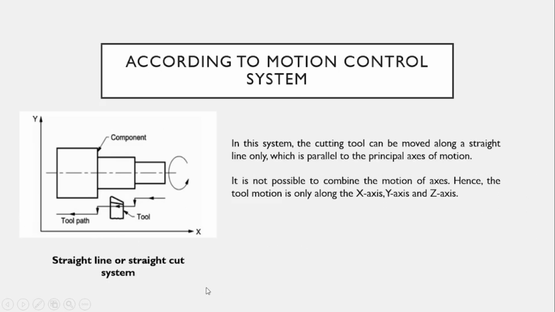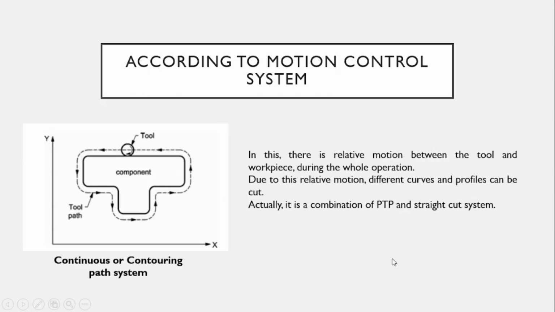Then the straight line or straight cut system. In this system, the cutting tool can be moved along a straight line only. Here, the cutting tool moves along the straight line only, depending on the axis of the component. It is not possible to combine the motion axes, hence the tool motion is only along the x-axis, y-axis and z-axis. And the next one is the continuous or contouring path system. In this system, there is relative motion between the tool and workpiece during the whole operation. Due to this relative motion, different curves and profiles can be cut. It is a combination of the PTP or straight cut system.